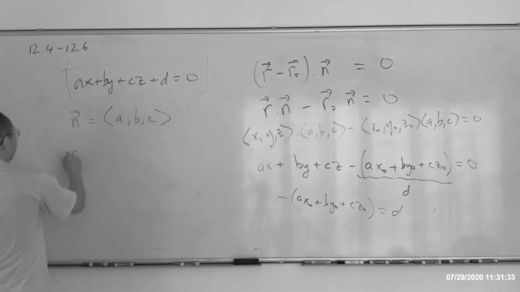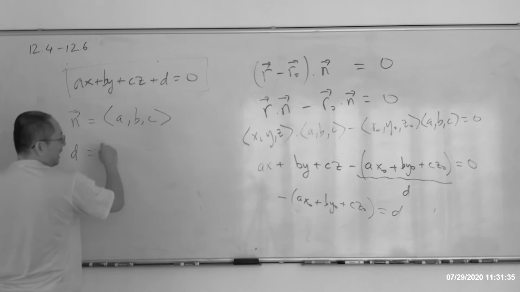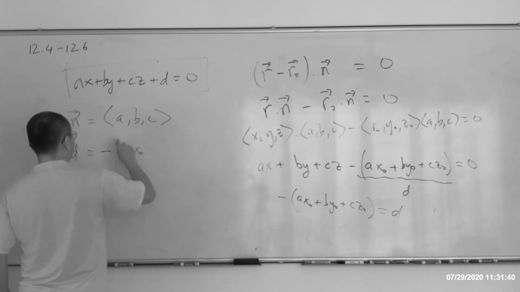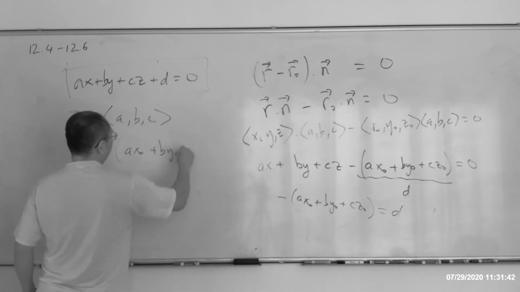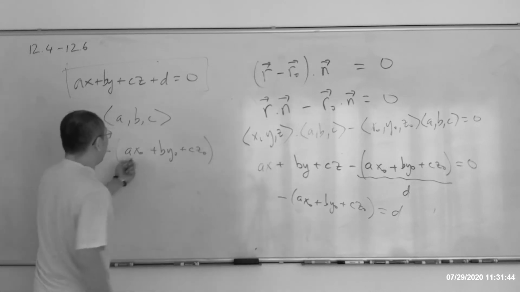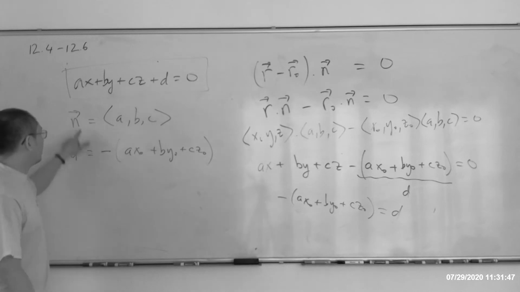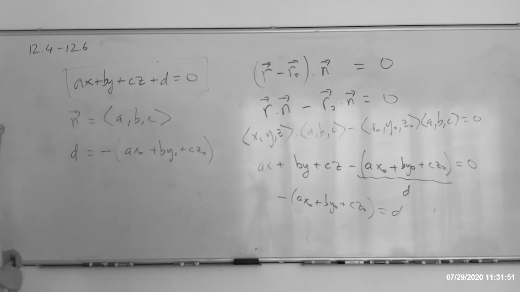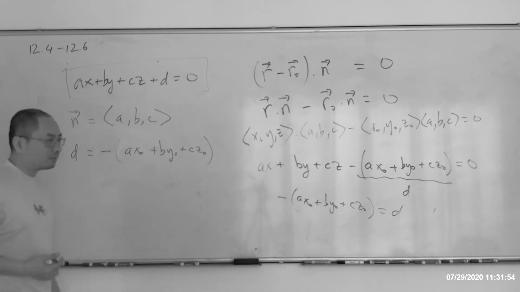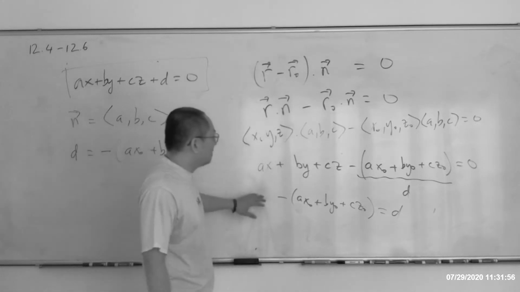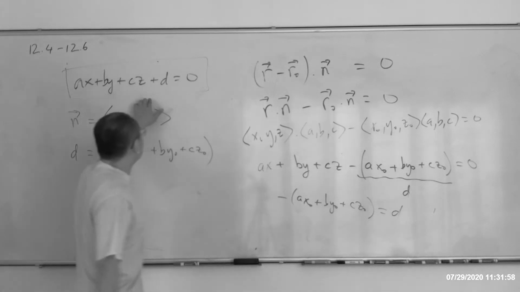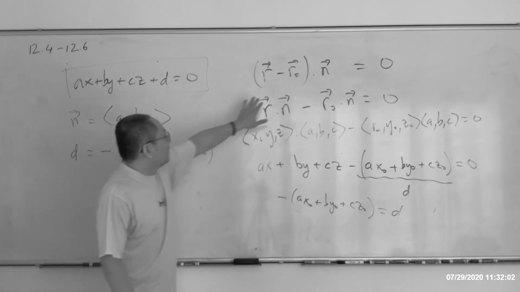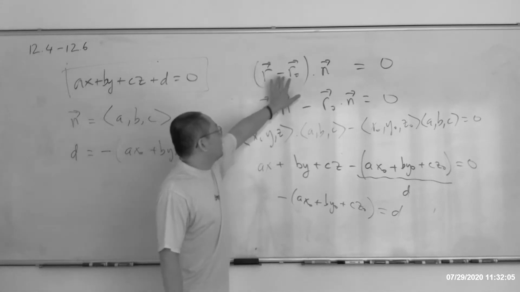And D here is equal to negative of A x naught plus B y naught plus C z naught, where A, B, C are the coordinates of the normal vector, and x naught, y naught, z naught is a fixed point on the plane. Okay. And usually this is how we write it, but it's making it harder for you to calculate. When you do your math, this is what you should think of.